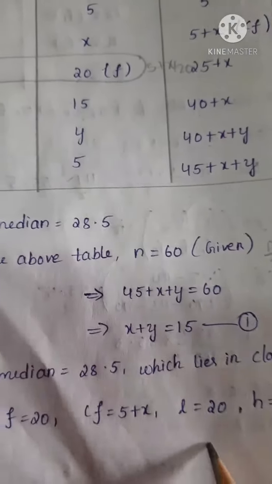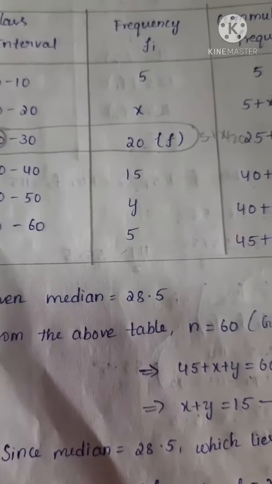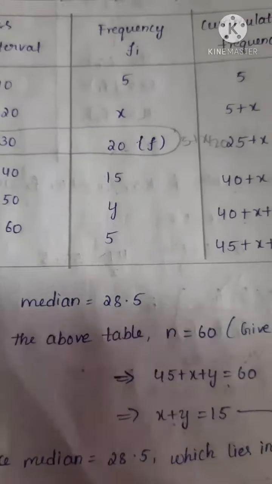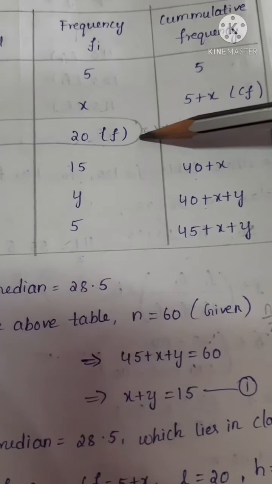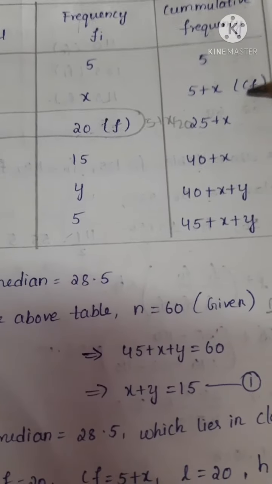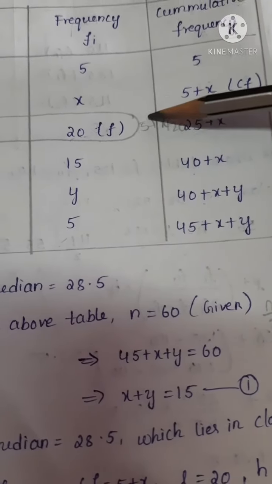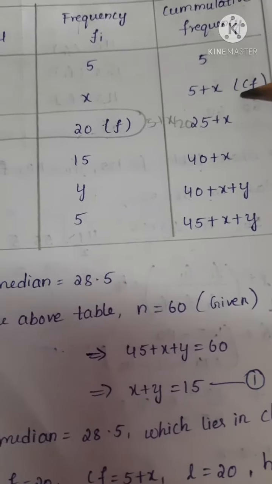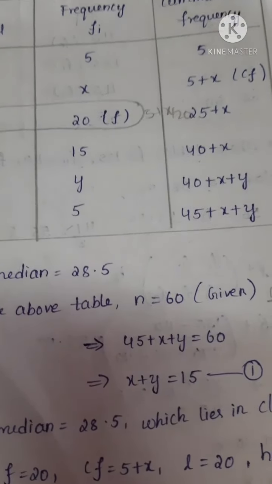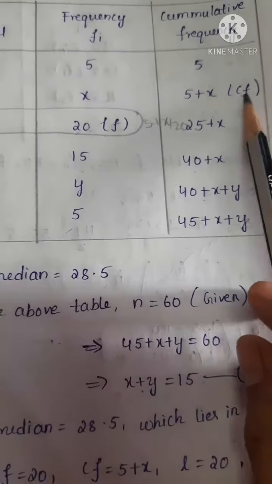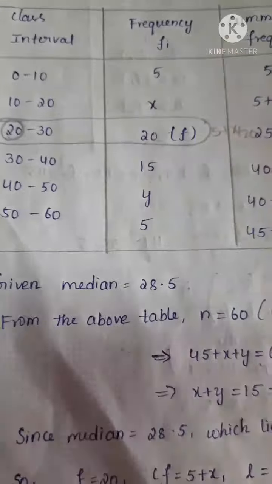So L value we got 20. So f also we got. If you know f, the preceding value is the CF. So f is 20, then the preceding value, 5 plus x, gives CF, the cumulative frequency. So we got the CF value, the f value and the median L value.